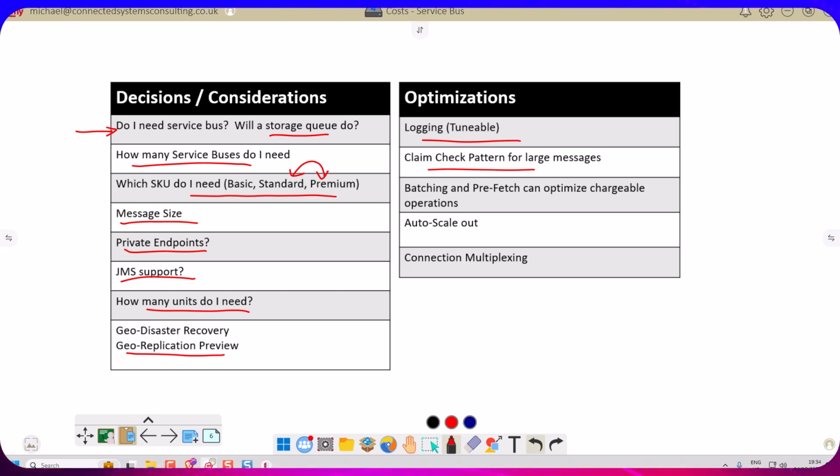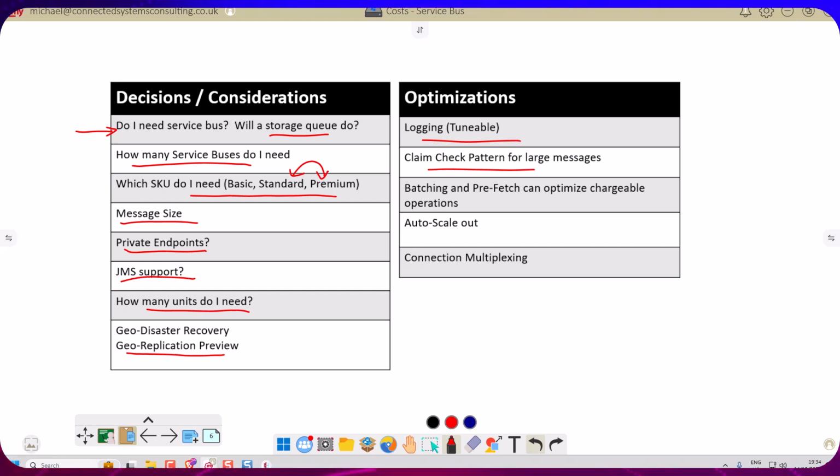Now that's pretty cool. The key thing is that I'm going to pay a lot more money for that, and if I'm not doing a lot of other messaging that justifies the rest of the features that premium has, if I'm really only doing a very lightweight scenario, that's a very expensive way to solve that problem.